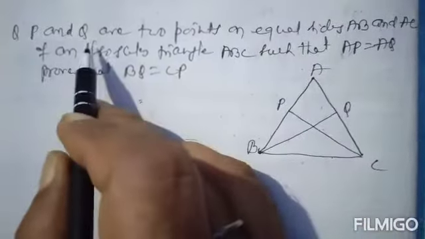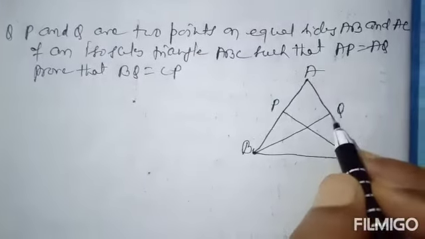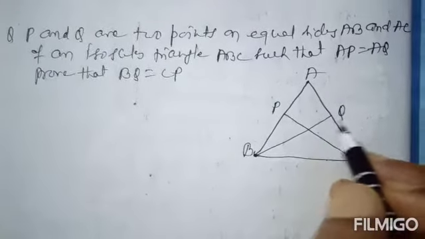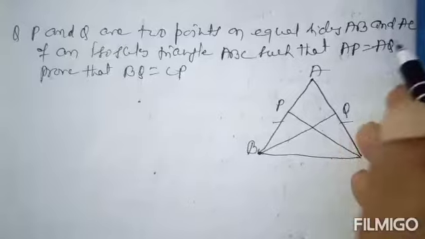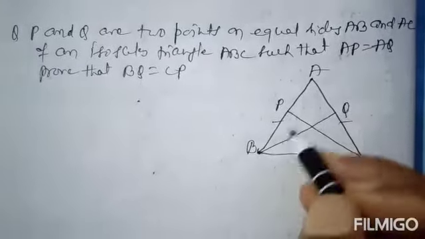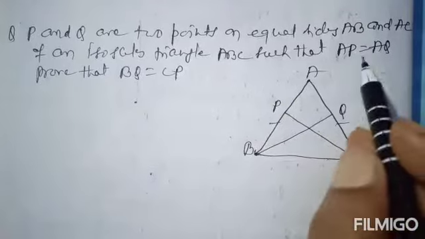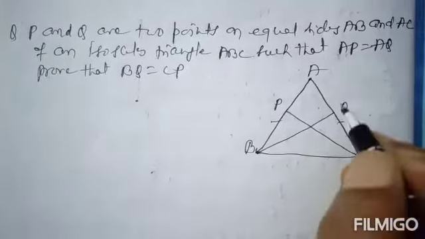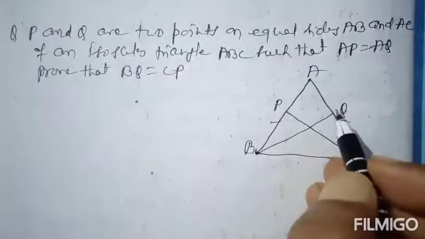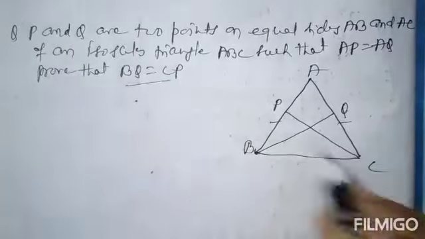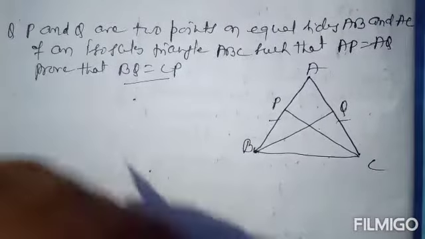Now we have a question. P and Q are two points on the equal sides AB and AC of triangle ABC, which is an isosceles triangle, such that AP is equal to AQ. Given here AP and AQ are equal. Prove that BQ is equal to CP.